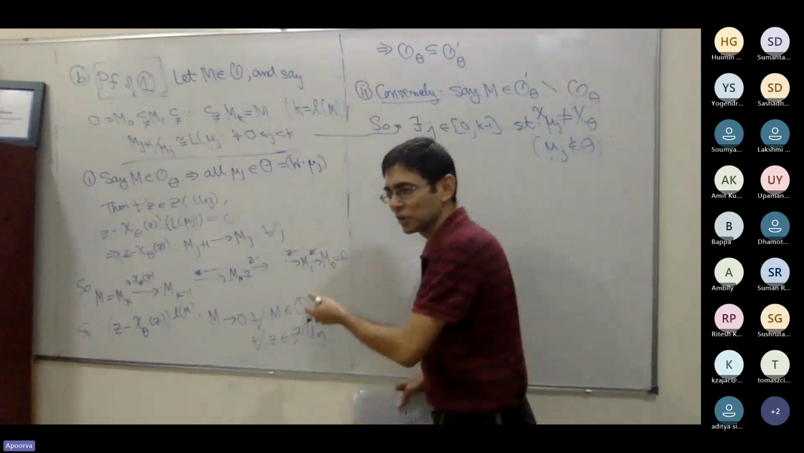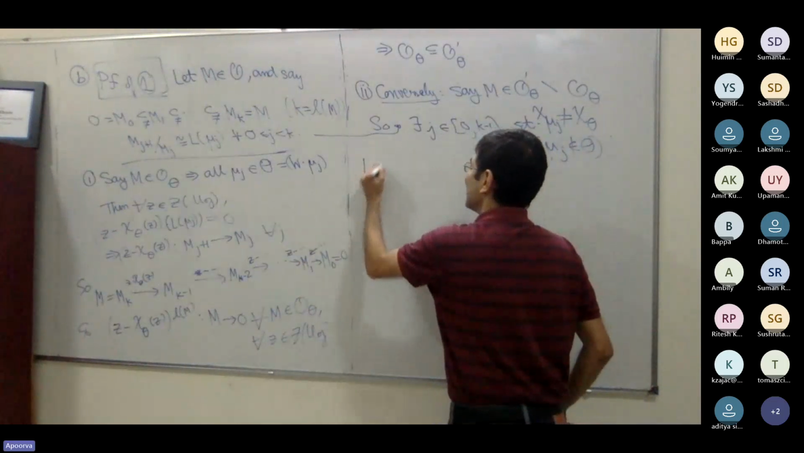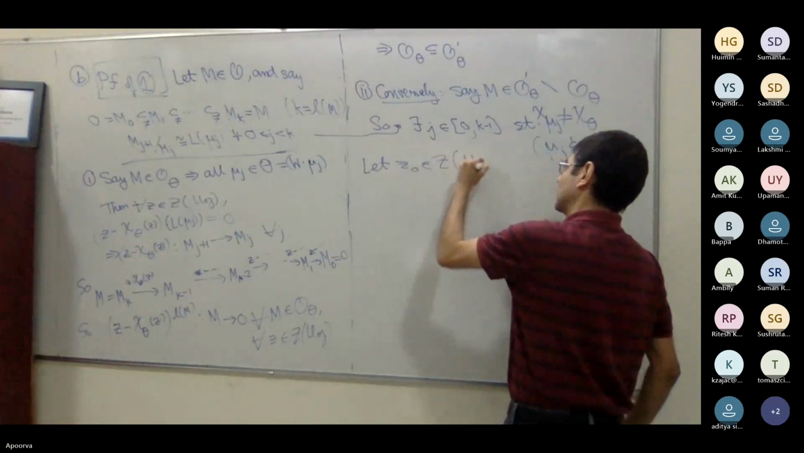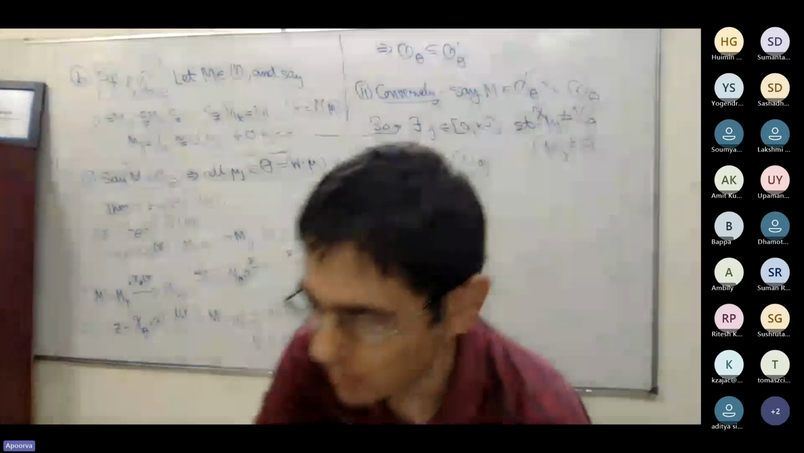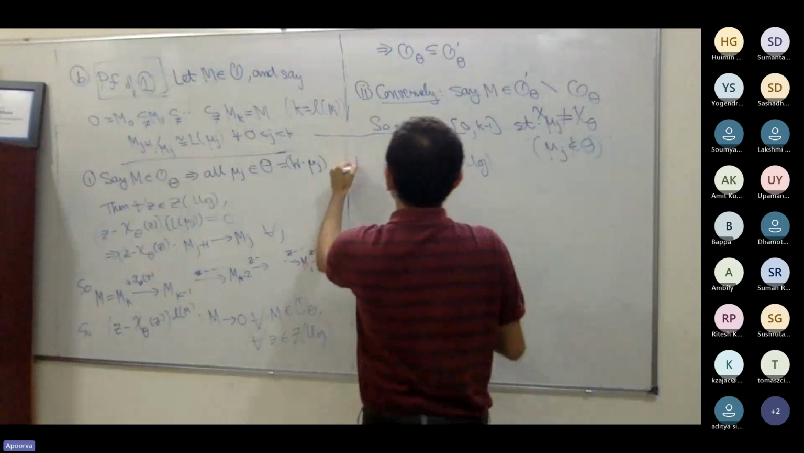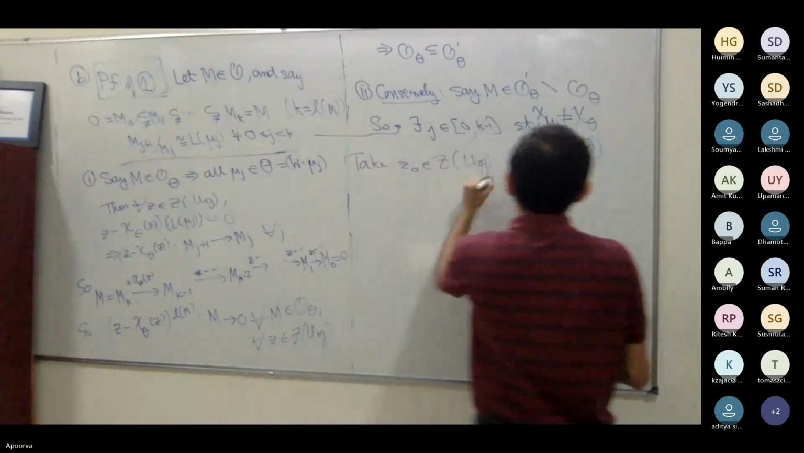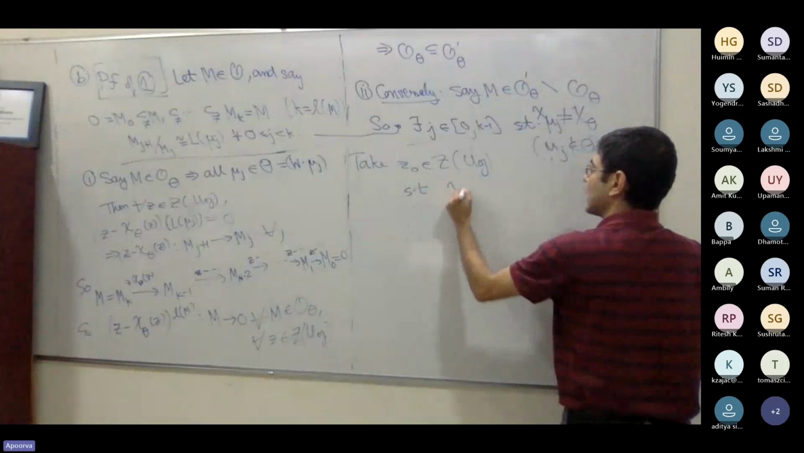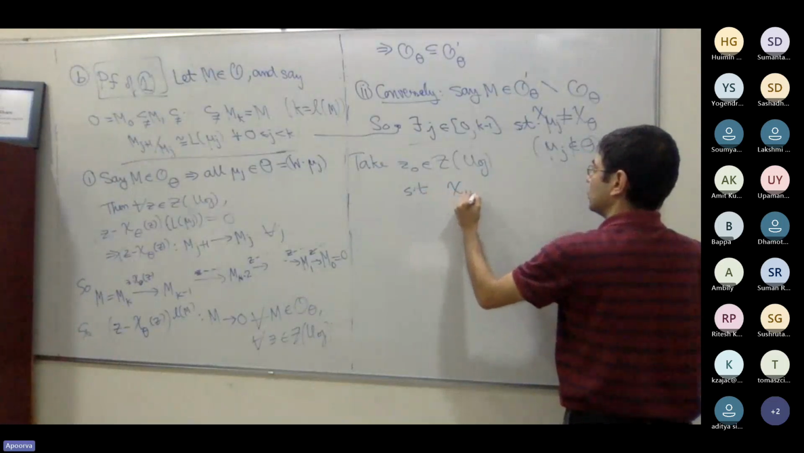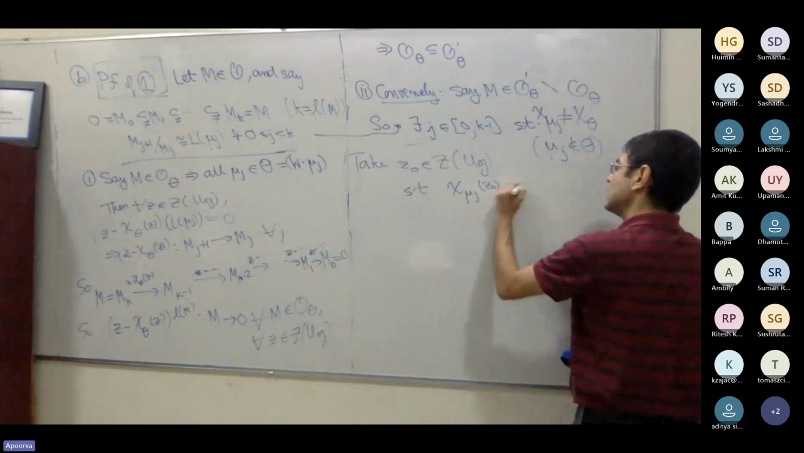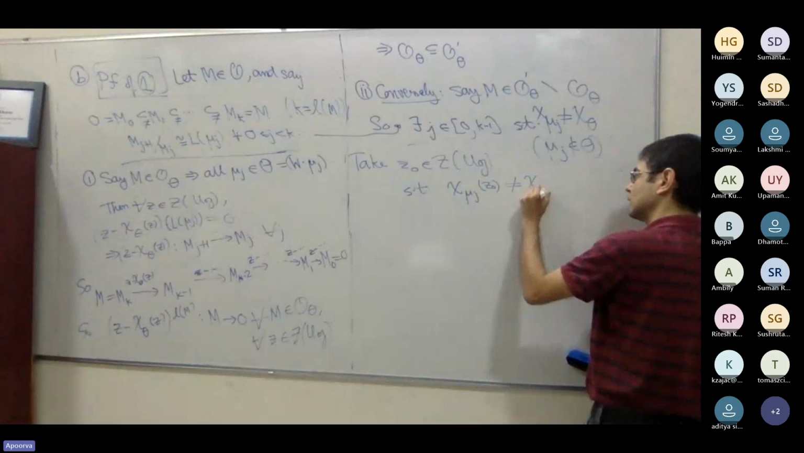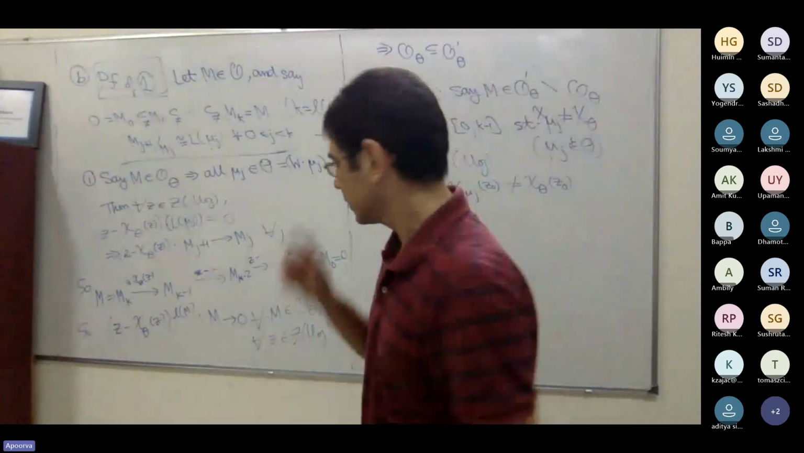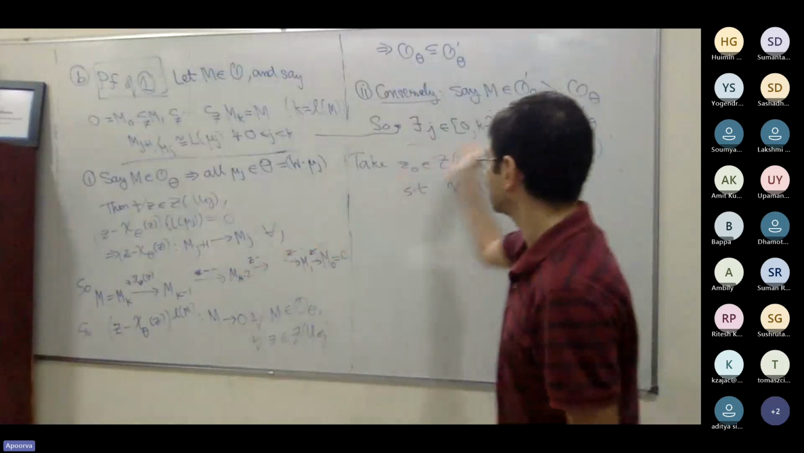What do you do if there are two different central characters? Choose z naught in Z such that chi mu j of z naught is not equal to chi theta of z naught. And let's evaluate z minus chi theta of z.